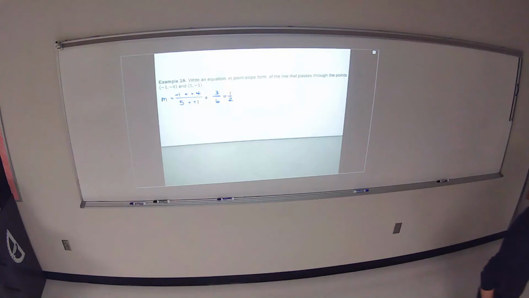Now, this is where you can go in 2 different directions. You need a slope and a point to write your equation. You already know the slope, but you also know 2 points. So I'm not going to expect you to do this problem twice. I expect you to do it once. And you have a choice.